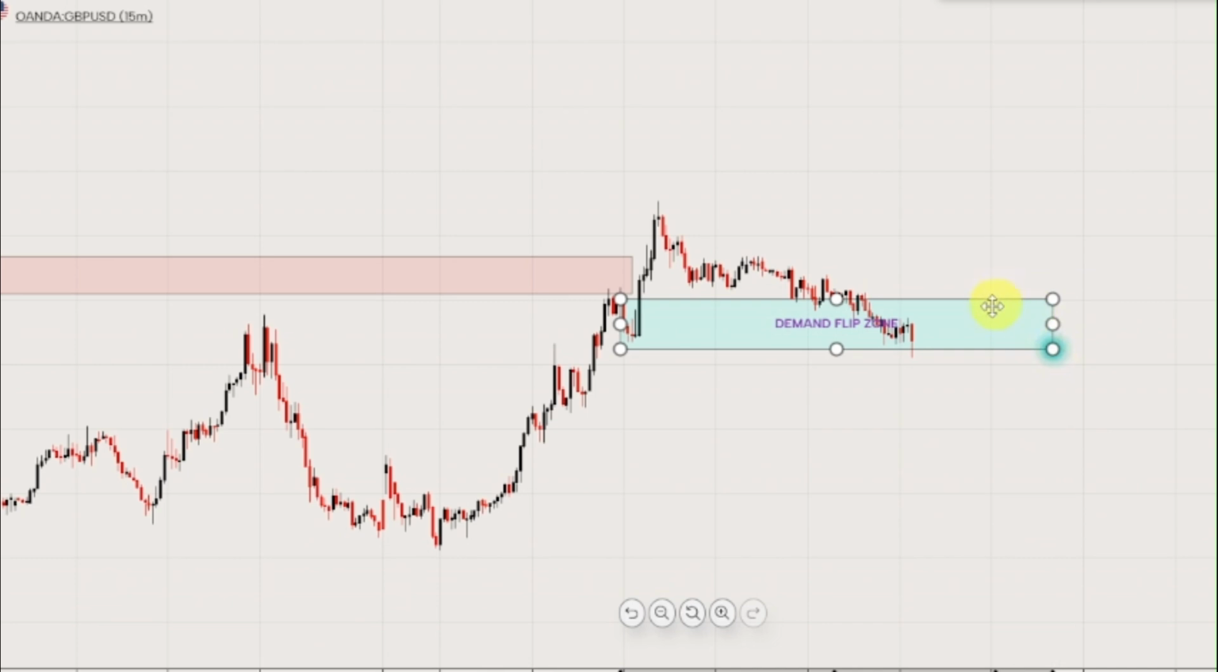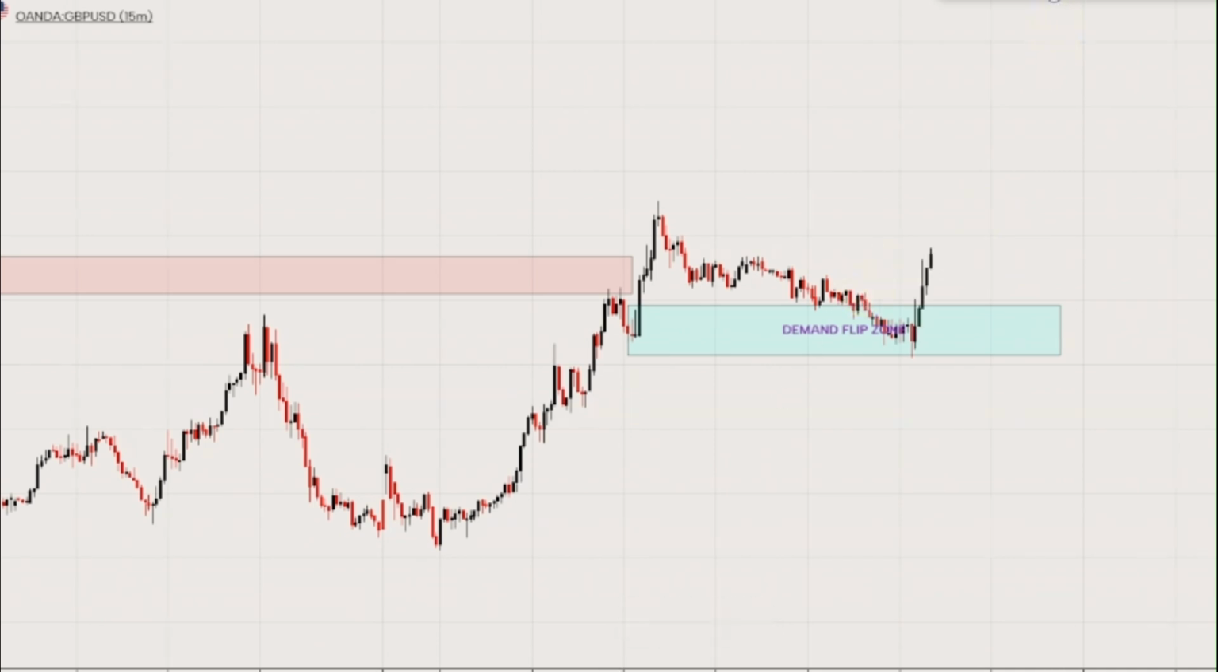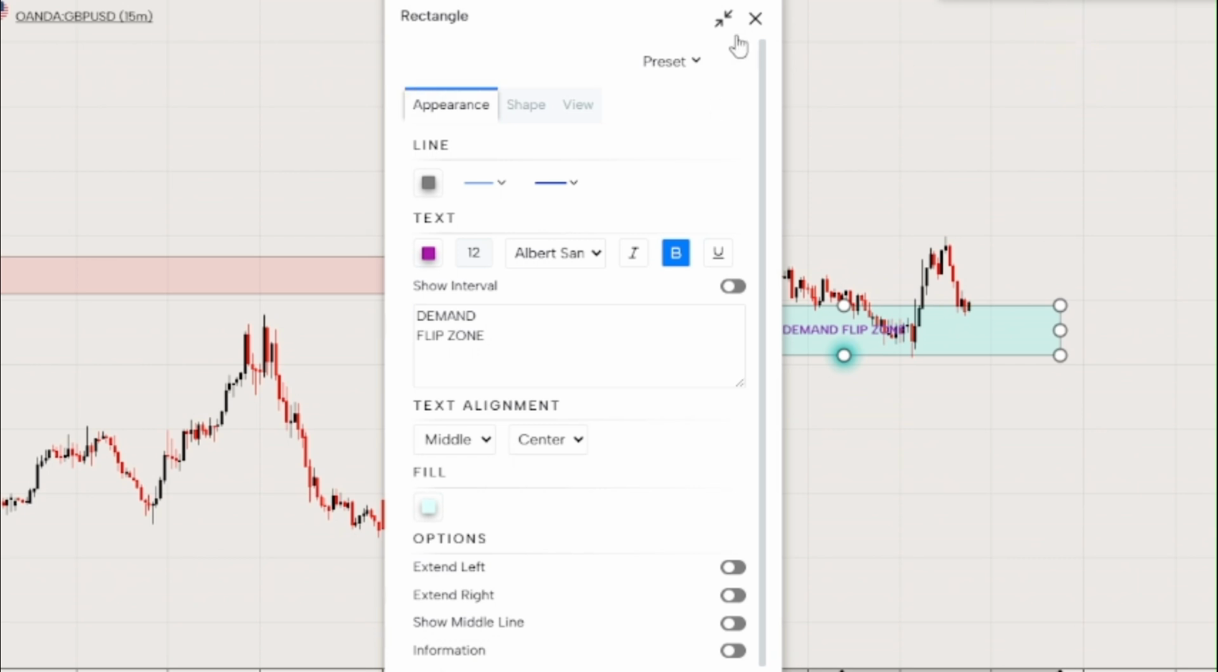All right, so this is supposed to be the zone. That was the low of the zone. Let's see what is going to happen. All right, now you can see price taps into the zone, change of character here. So this is where your entry should be.